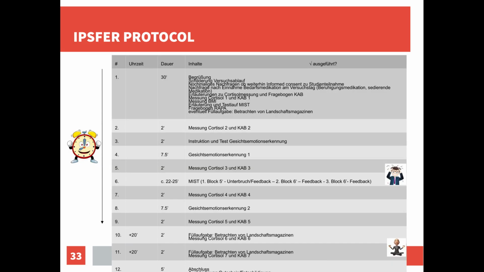The IPSVR protocol involves a structured sequence of tasks, starting with informed consent and medication inquiries. Cortisol and KAB measurements are taken at multiple intervals. Participants undergo the Montreal Imaging Stress Task and face emotion recognition tests. The protocol includes filler tasks, like viewing landscape magazines, ensuring comprehensive data collection on stress and cognitive performance.